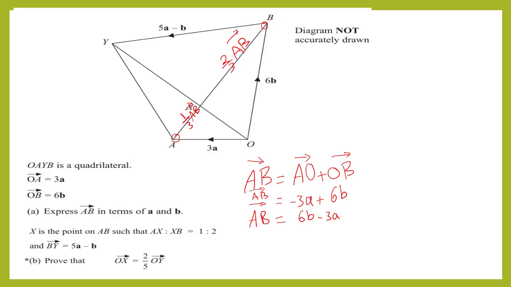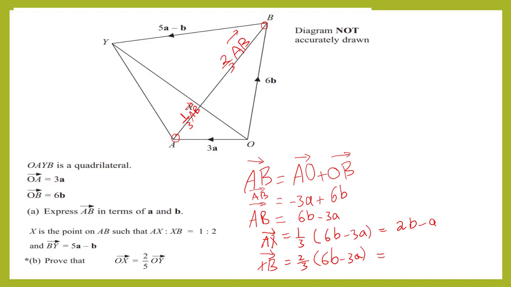To find AX and then XB, AX is 1/3 of AB, which is 1/3 multiplied by 6b minus 3a, and XB is 2/3 of 6b minus 3a. So what will happen is, if we expand, it will be 2b minus a, and this one will be 4b minus 2a. So now we got AX and we got XB.